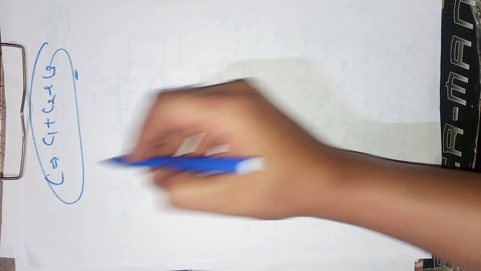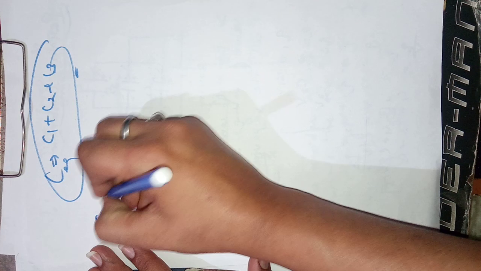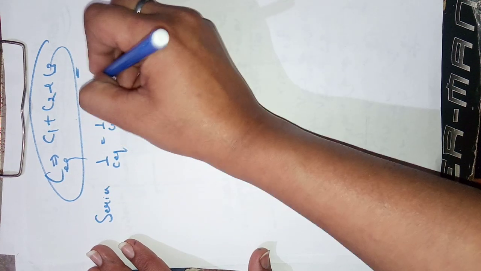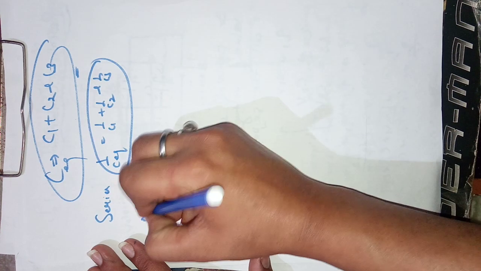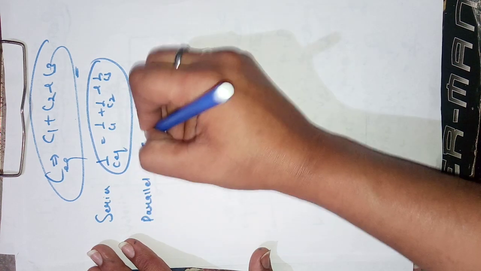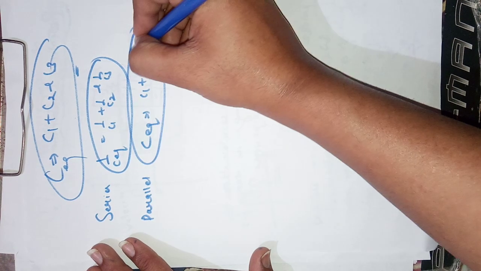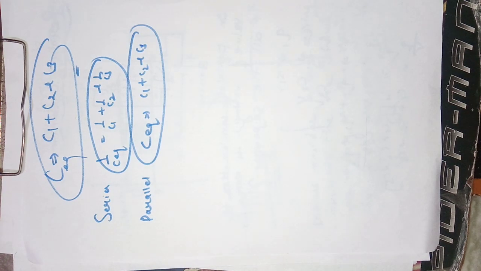Thus we have got the two important relations for the equivalent capacitance in the series and the parallel combination respectively. In series combination, the equivalent capacitance is given by this formula. In parallel combination, the equivalent capacitance is given by this formula. So in this way we are done with the series and parallel combination.